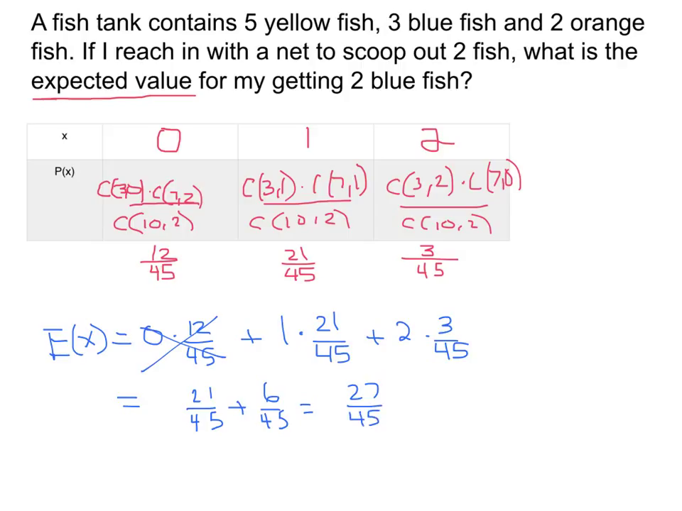When we do the division here, we get 0.6, which means that the expected value, if we scoop out 2 fish, is that we will have 0.6 blue fish in that net.